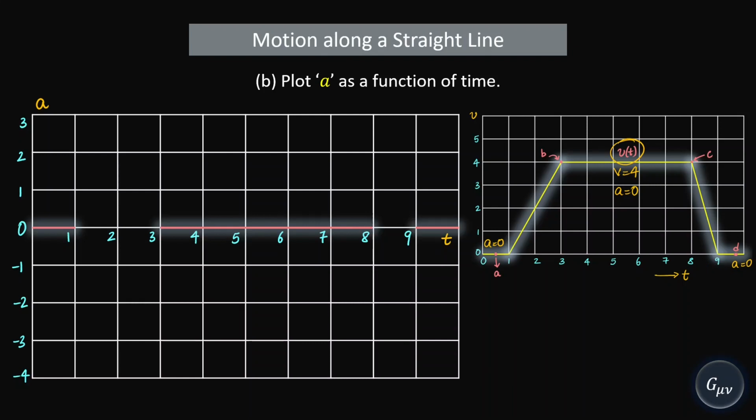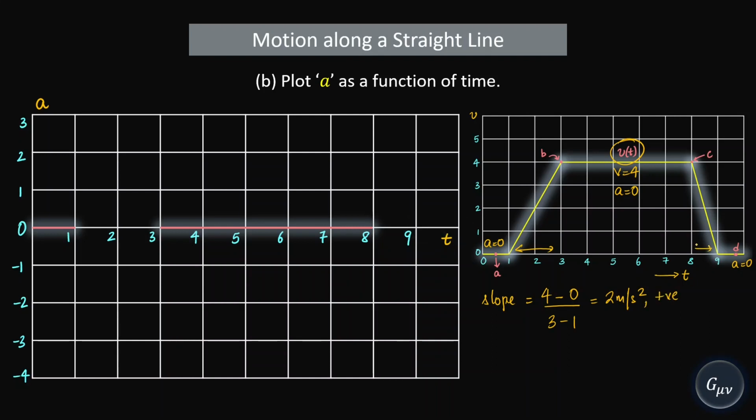Now in the time interval 1 second to 3 second, the slope is rise over run, and that is 4 meters per second minus 0 meters per second divided by 3 second minus 1 second. And this is equal to 2 meters per second square. Notice that this is positive and a constant acceleration.